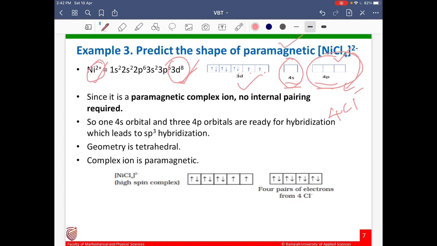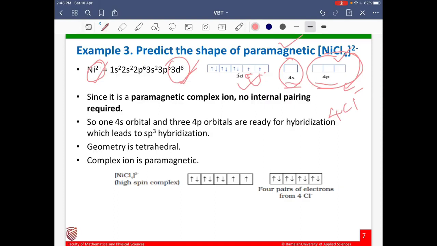The reason is that it is paramagnetic, so there is no need for internal pairing of the electrons present in the 3d orbitals. Since it is a paramagnetic complex ion, no internal pairing is required. So 1 4s orbital and 3 4p orbitals are ready for hybridization, which leads to sp3 hybridization. So how many sp3 hybridized orbitals will be forming? sp3, so 1s, 3p. So a total of 4 sp3 hybridized orbitals will be there.